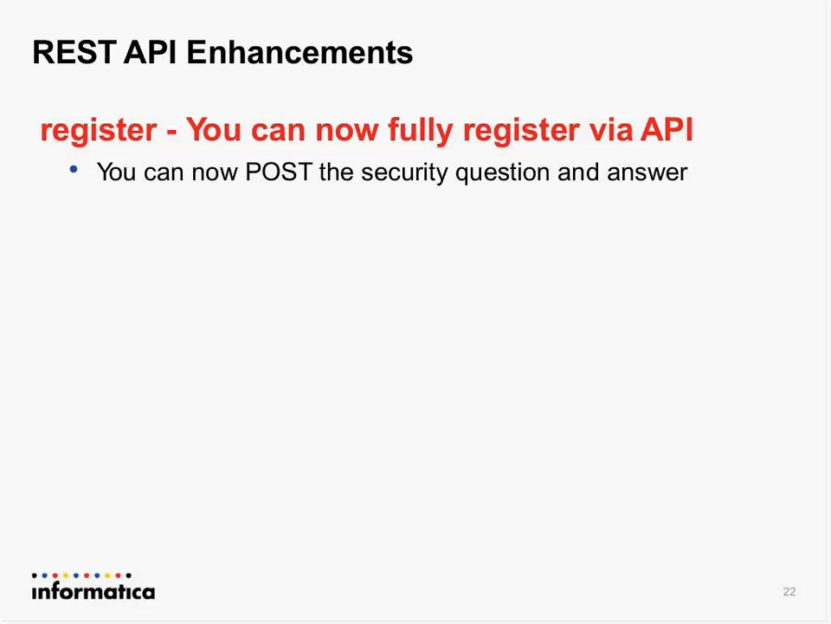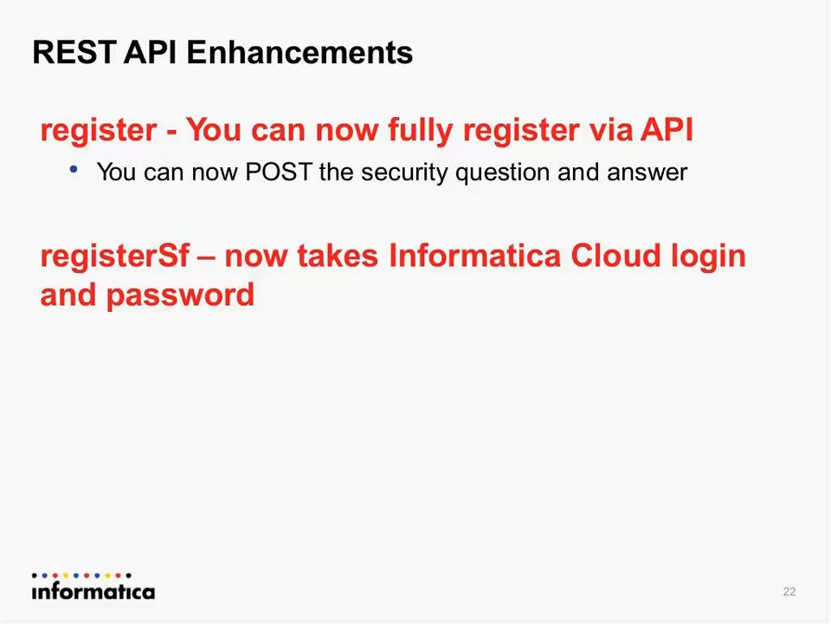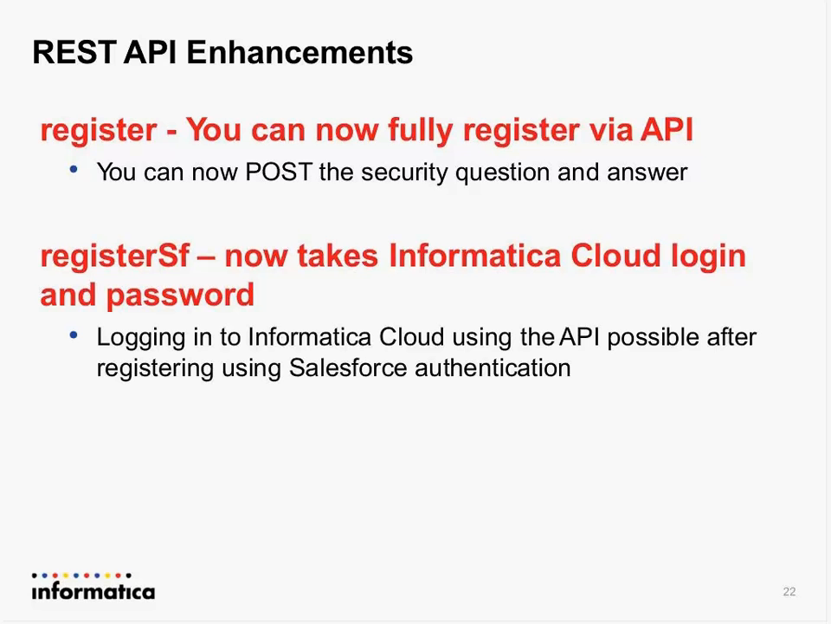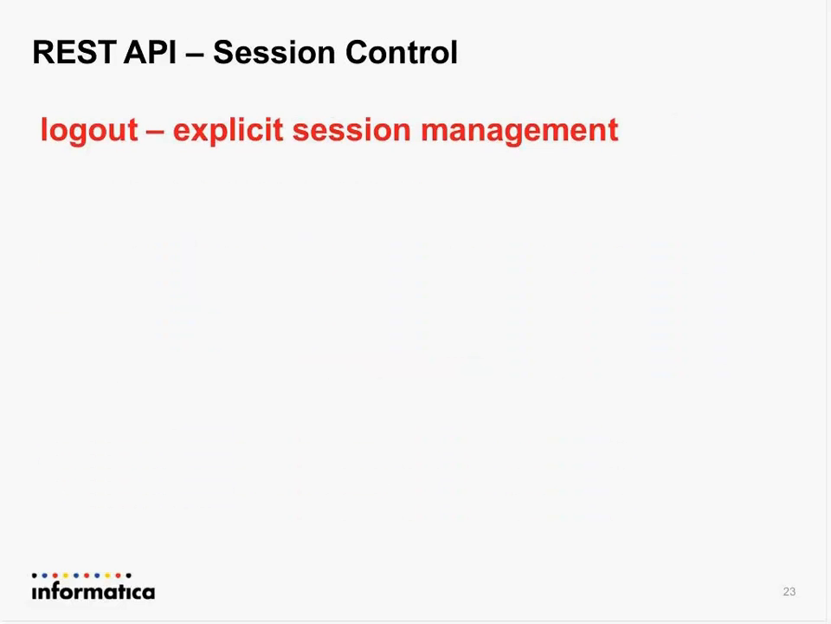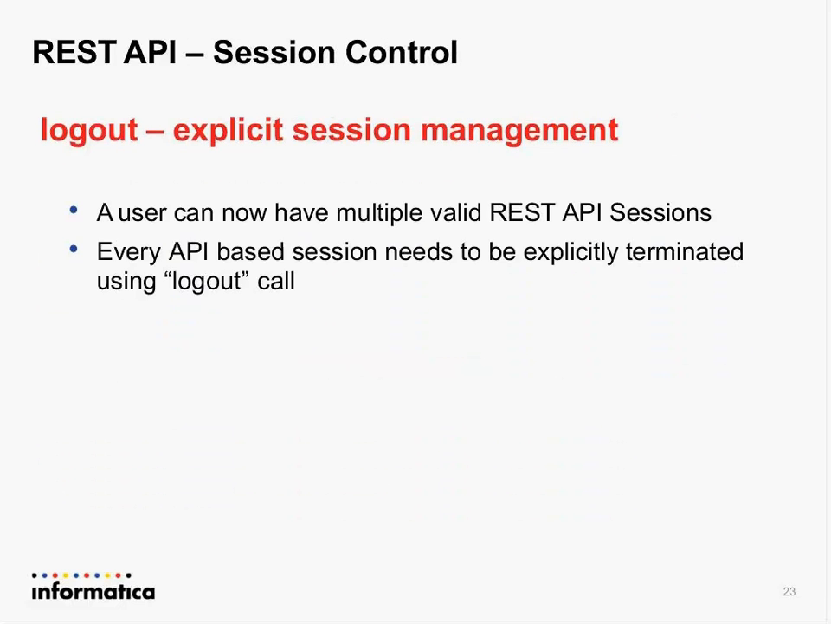So another big change is you can now do a full registration using the REST API. We've added the ability to post the security question and answer, which is one of the requirements we have when you're creating a user. So that's now available both for the regular register function call and the register Salesforce SF REST API call, and it allows you to do a full login with the API now. We've added additional information to the user function call as well, so you can get additional details for users.